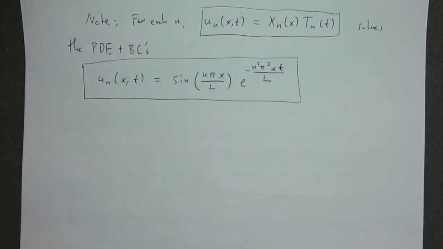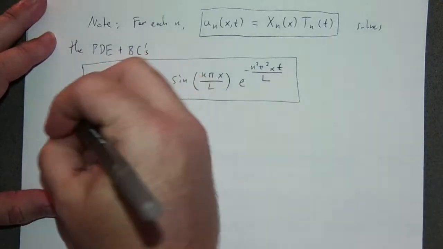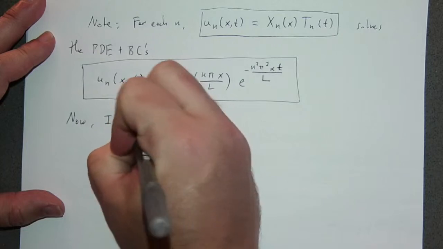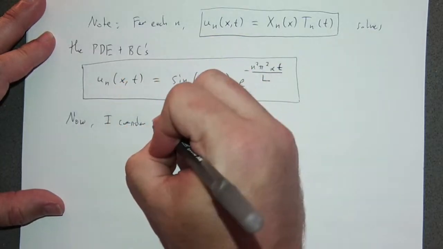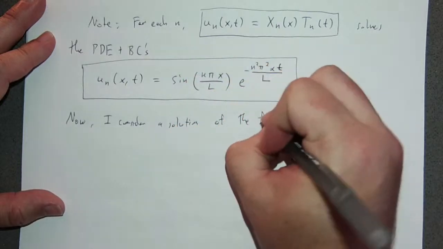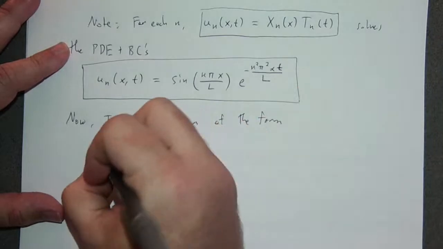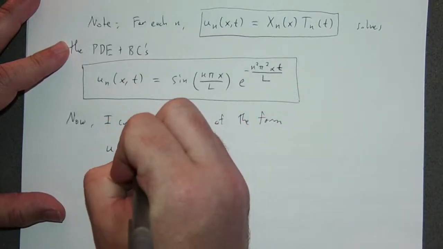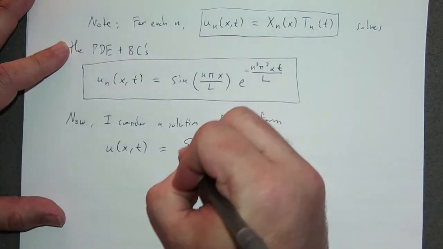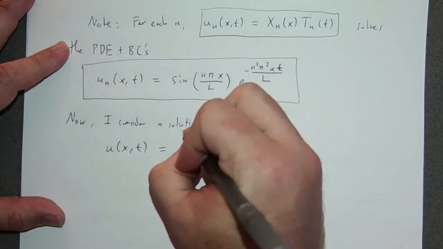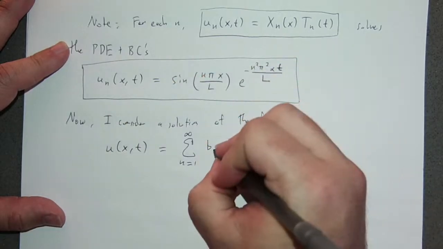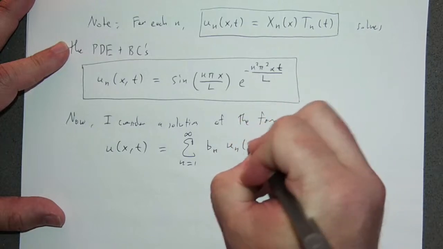But now I consider something slightly more complicated. Now I consider a solution of the form u of x,t is a sum from n equals 1 to infinity of some b sub n coefficients times u sub n.